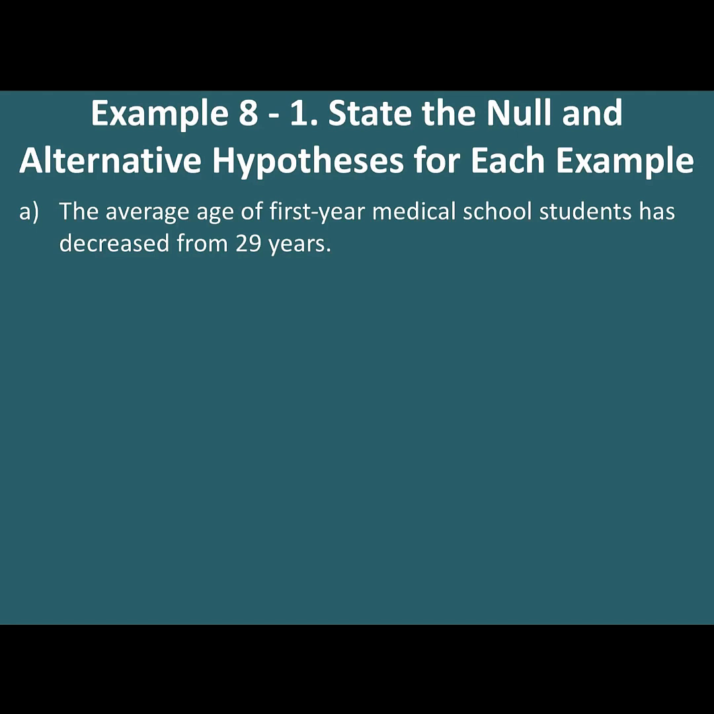Let's take a look at an example. In particular here, we will be presented with several different examples, and we are asked to state both the null and alternative hypotheses for each example presented. First, let's look at the claim that the average age of first-year medical school students has decreased from 29 years.